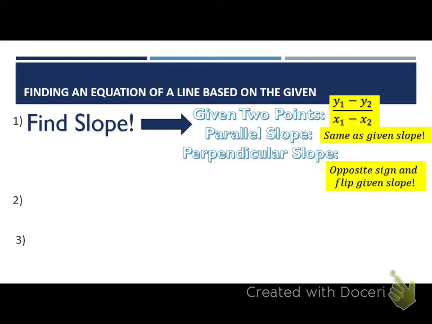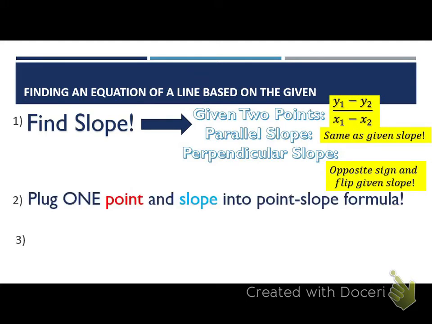Opposite sign and flipped. So those are the 3 situations you'll find yourself in. We're going to do an example of each, where you'll have to find the slope, and then parallel slope and perpendicular. This second step is going to be the same across the board. You will have a slope and a point. There is a formula for that. It is the last formula we do in this section. So I will show it to you.